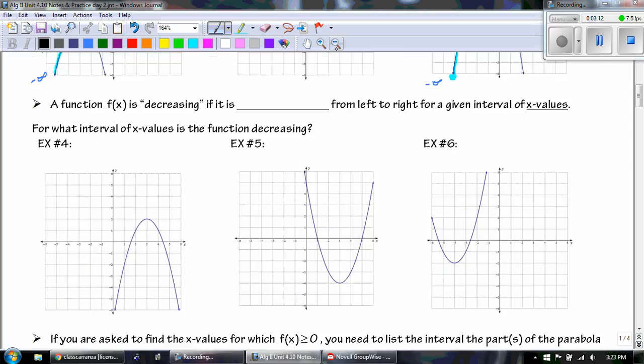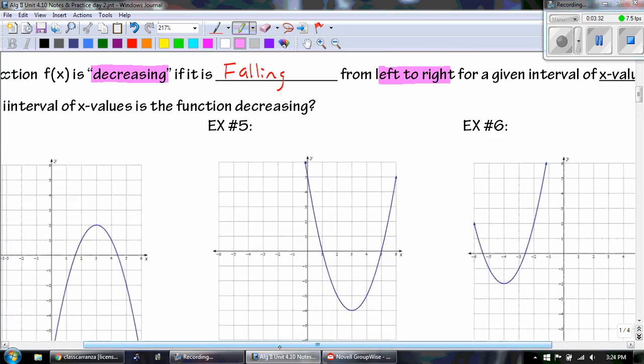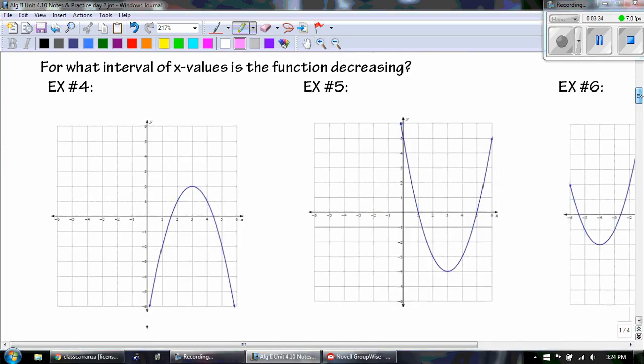All right, next part. A function is decreasing if it is falling from left to right. Once again, for the x values. So we're looking at the same thing, but now where are we falling? You're going to be looking at the graphs again. This time on the left side, I am rising, but on the right side is where we are falling.